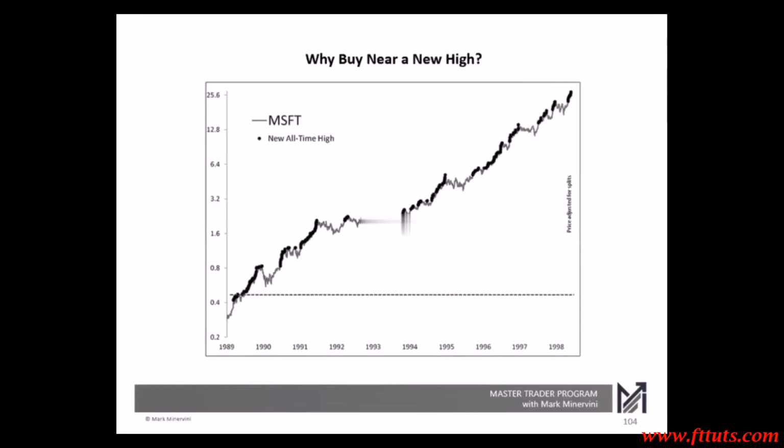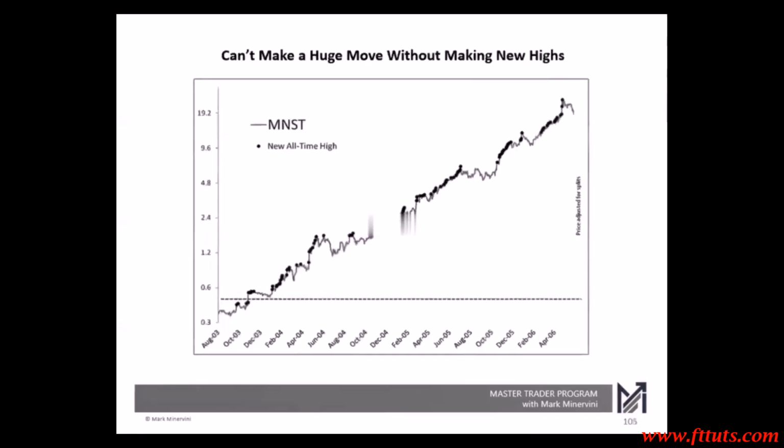But what David's referring to is what we call overhead supply. You're going to hear that from time to time, and we're going to get into that in a little while. That's where you have people that bought the stock at higher prices, and now as the stock comes back up to those prices, they're just getting even. So they might want to sell the stock. We're going to look at that in a little bit.